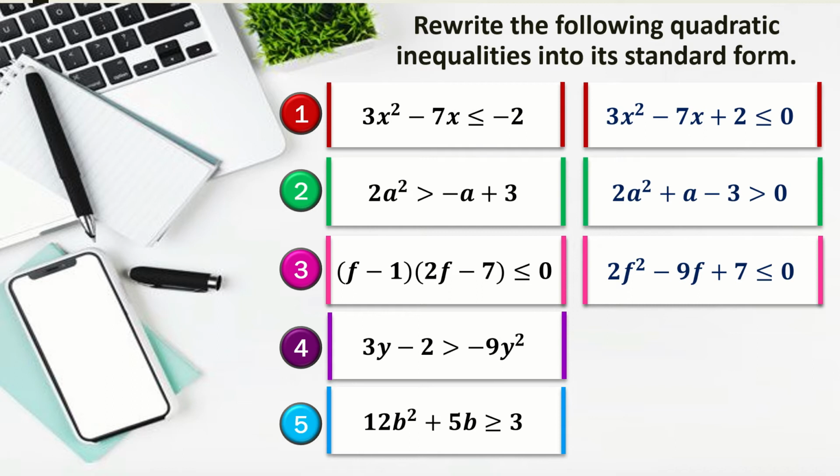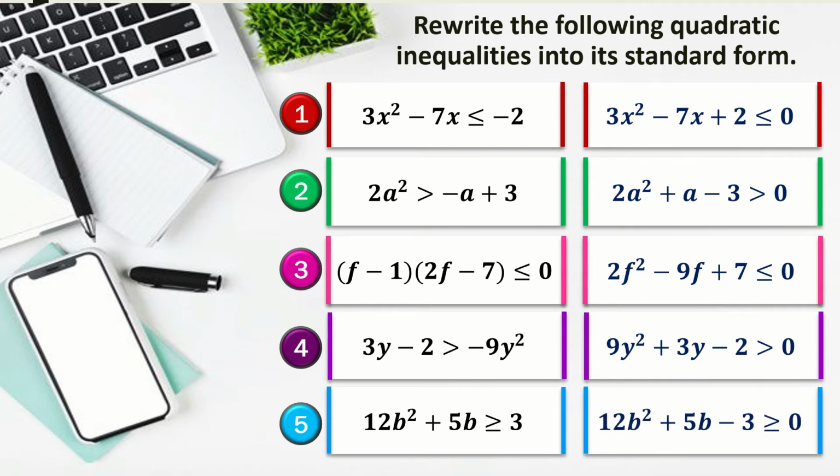Number 4, 3y minus 2 is greater than negative 9y squared. We transpose negative 9y squared to the left side, so it will become 9y squared plus 3y minus 2 is greater than 0. Number 5, 12b squared plus 5b is greater than or equal to 3. It will become 12b squared plus 5b minus 3 is greater than or equal to 0.